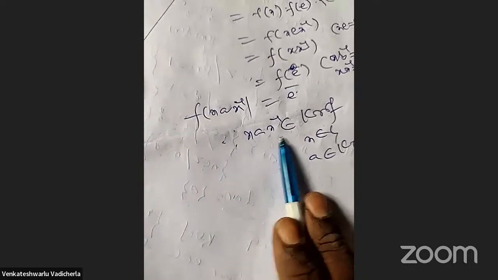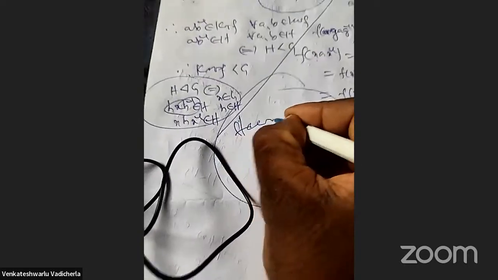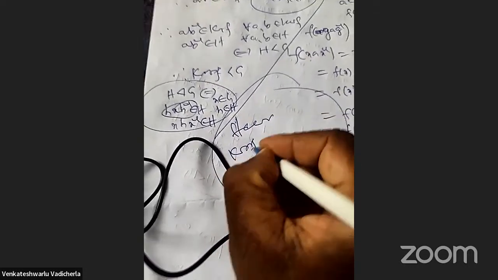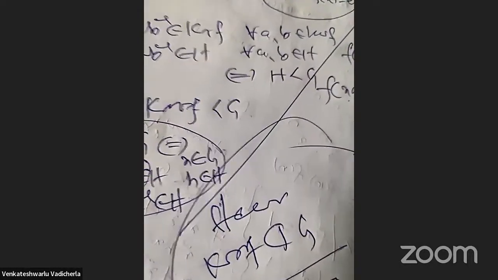Same here. x a x inverse belongs to kernel f, x is an element of G, a belongs to kernel f. Therefore, hence, kernel f is a normal subgroup of G. Every kernel is a normal subgroup. Okay, so kernel f is a normal subgroup of G. The theorem is completed. It is called a normal subgroup.